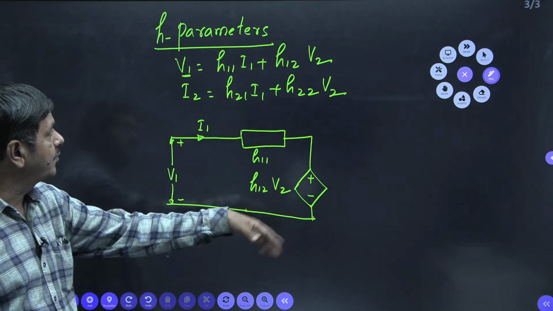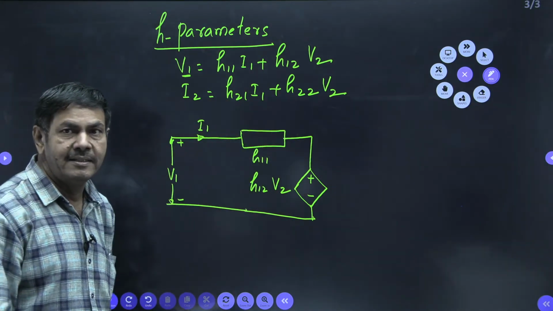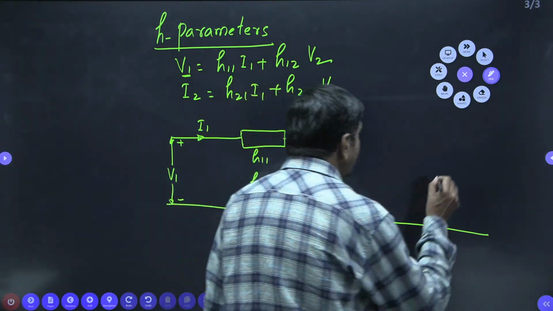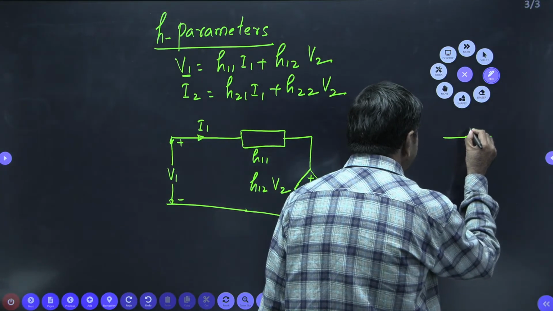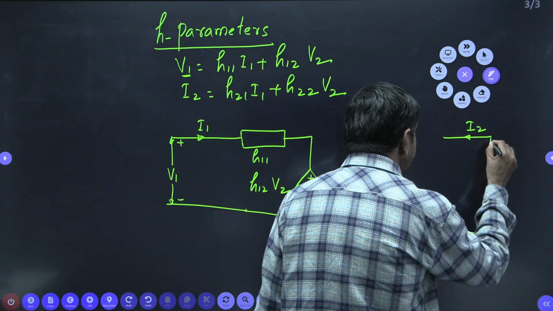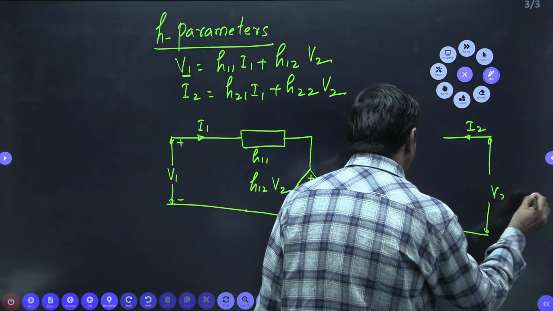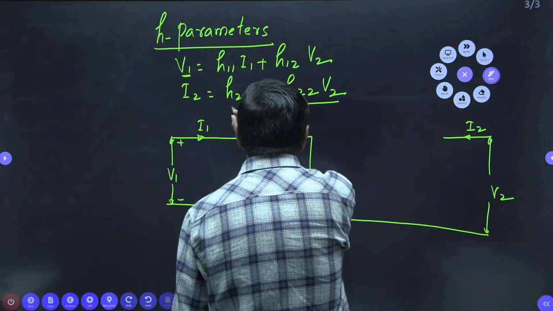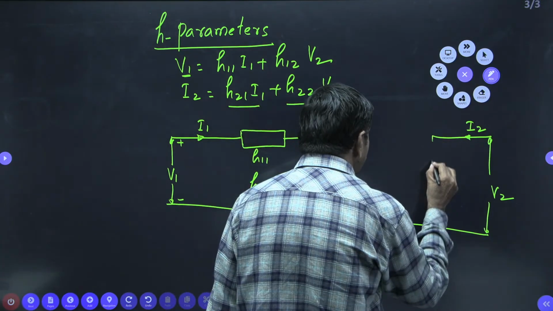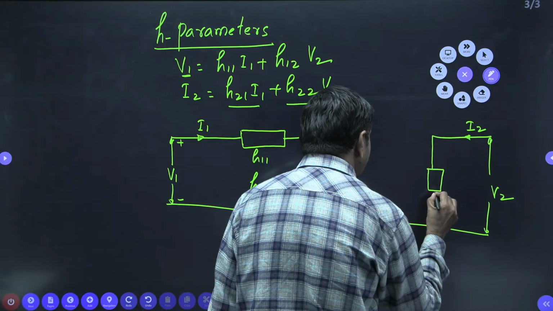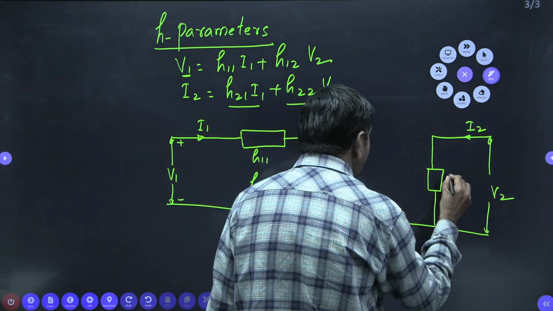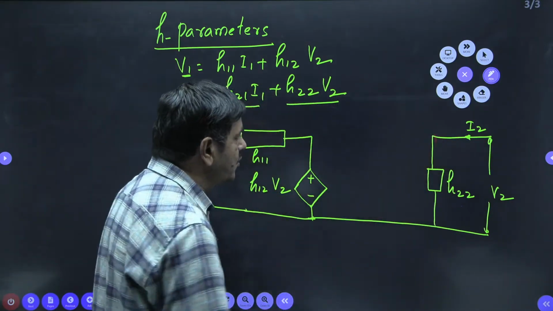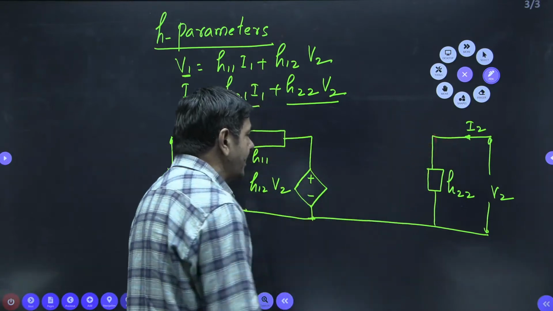What about the output circuit? I2 equals this current plus this current. There Norton's equivalent circuit will be required, so we can draw it. On this side you can have the current I2. Here the voltage between these two terminals is taken as V2. Here the sum current is divided into this current plus this current, a parallel combination of two. This is H22 into V2, which is this current passing this side.